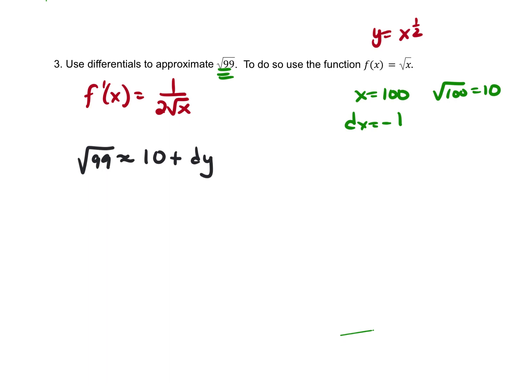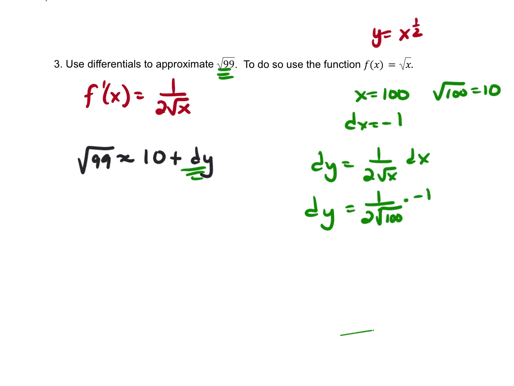So since our differential dy is going to equal 1 over 2 radical x dx, to find this magical change in y, we'll just plug in. So this is 1 over 2 times square root of 100 times negative 1, because dx is negative 1. So dy is going to equal negative 1/20.